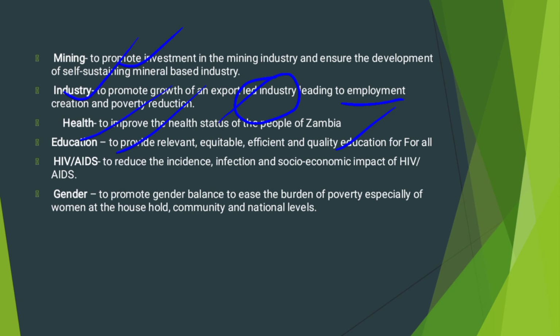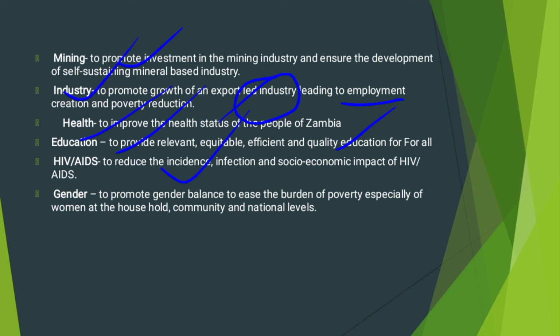HIV and AIDS. They also plan to touch the HIV and AIDS to reduce the incidence, infection, and socio-economic impact of HIV and AIDS. Then gender. To promote gender balance to ease the burden of poverty, especially for women at the household, community, and national levels. So they should also promote what? Gender balance between men and women.